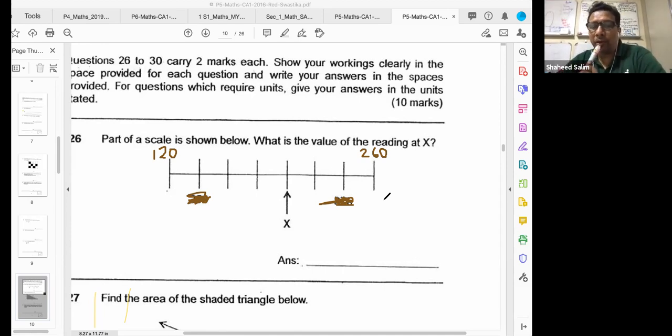Okay, find the value at X there. You know what to do. Shalina, you know what to do, Shalina? Yes. Righty, you know what to do, Righty? Yes, good. Naomi, do you know what to do, Naomi?